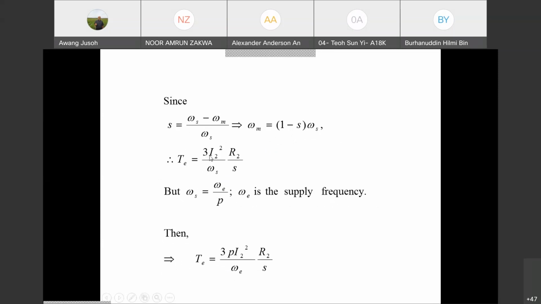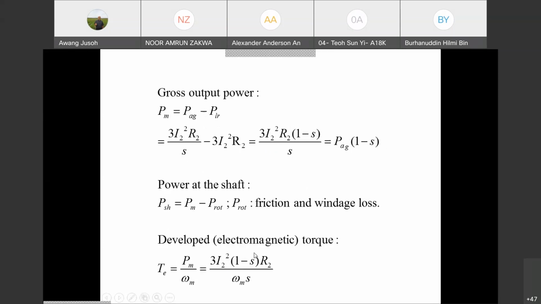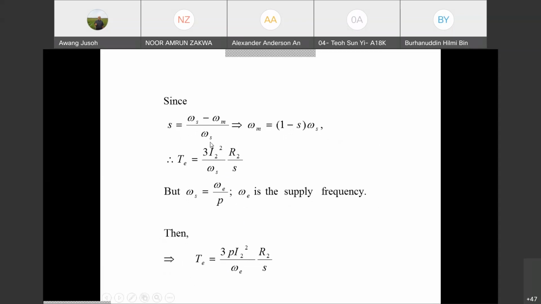3 P_AG divided by omega_s, or 3 P_M divided by omega_M. This is P_M, mechanical power. 3 P_M divided by omega_M, or 3 P_AG divided by omega_s. Or torque also can be represented by this one in terms of omega_e.